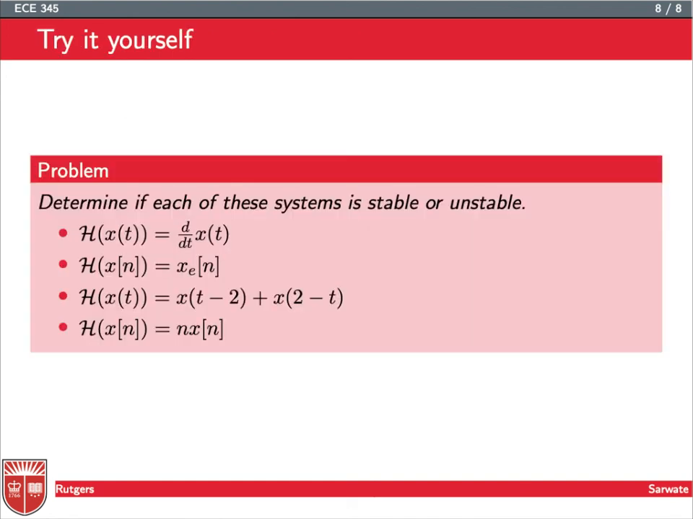As an exercise for yourself, you should try to figure out if each of these systems is stable or unstable. And remember, to show that a system is stable, you have to say, suppose I have a bounded input, then show the output is bounded. And to show that it's unstable, you should try to find an input which is bounded, which causes the output to blow up in some way.